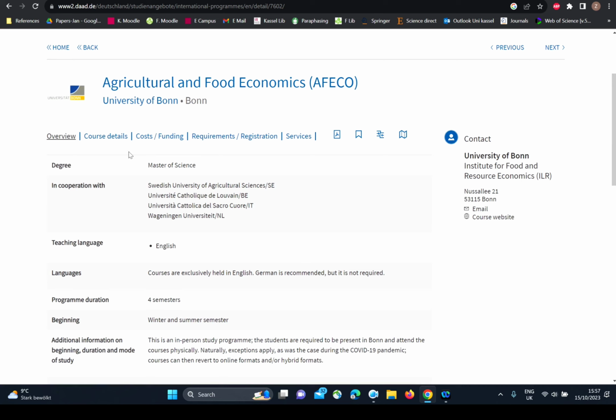So guys, one thing, in India it's not very common to do a master degree in 4 or 5 universities at a time, but in Germany this is quite normal. Some 4 or 5 universities cooperate together, and then they provide the degree. Here, in cooperation with Swedish university, like 1, 2, 3, 4, there are 4 different universities offering this course, and its teaching language is English, and they have 4 semesters, and it's beginning in summer and winter.